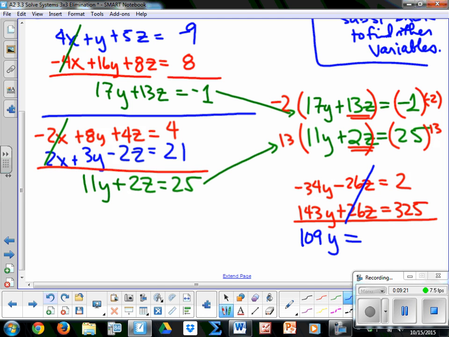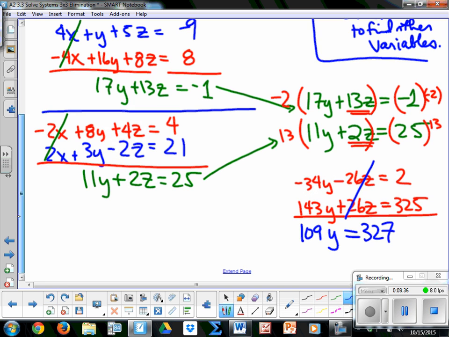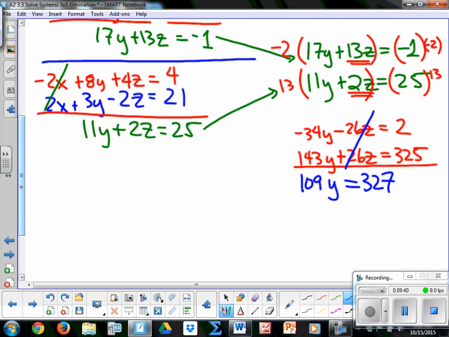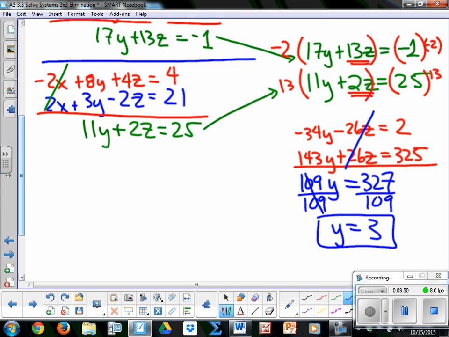Mr. Sanford, this is ridiculous. Yeah, it is. 327. We're almost. That's not a 7. Okay, let's try that again. 327. Okay, and sorry, I'll scroll that back down. So if you need to see the rest of that, divided by 109. And y equals 3. Awesome. Okay, so we've done the hard part.